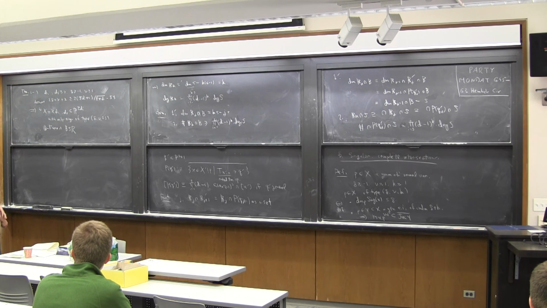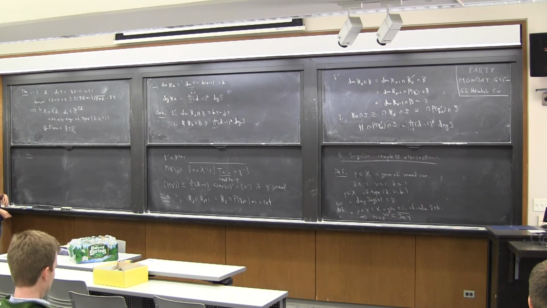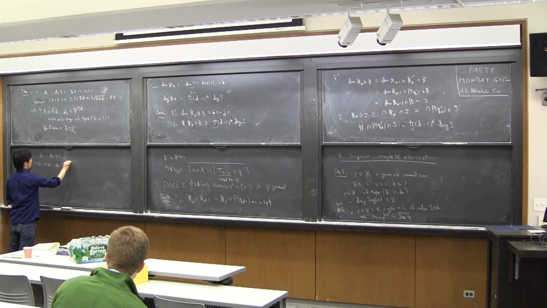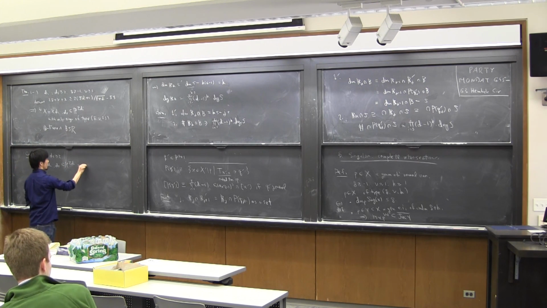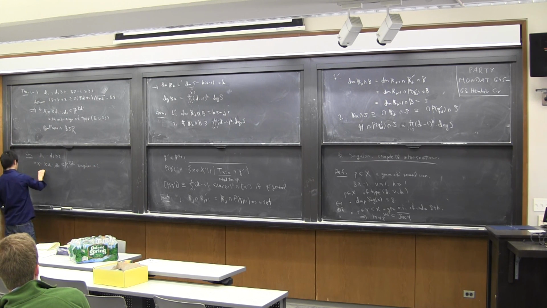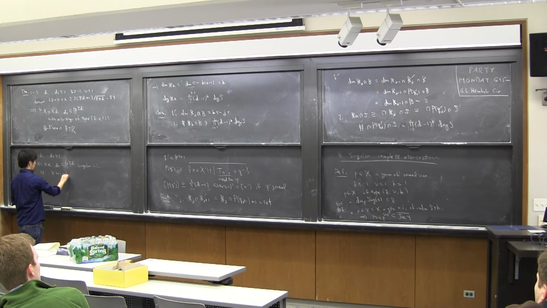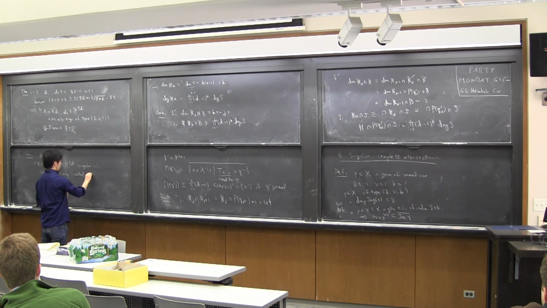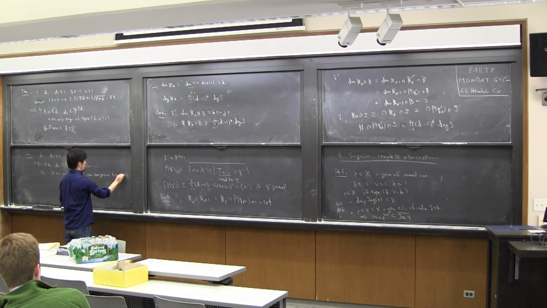And as a corollary, we have the following estimate for X having isolated singularities. Let X be a singular complete intersection such that X has only isolated semi-homogeneous hypersurface singularities. I'll explain this.